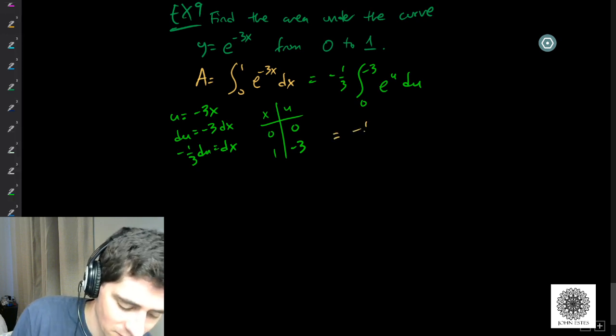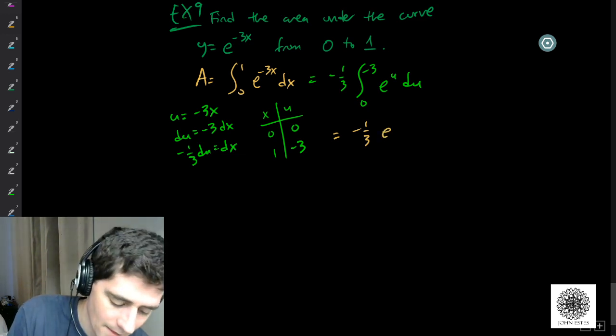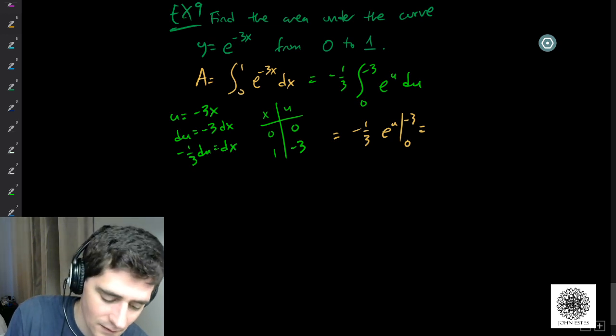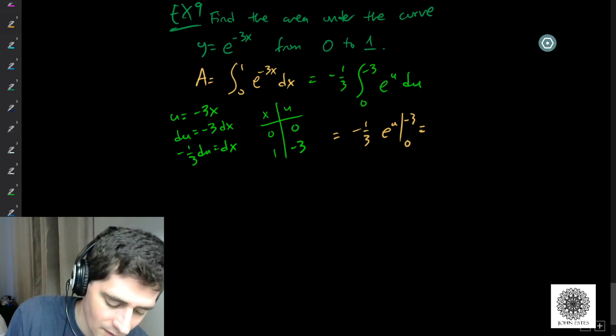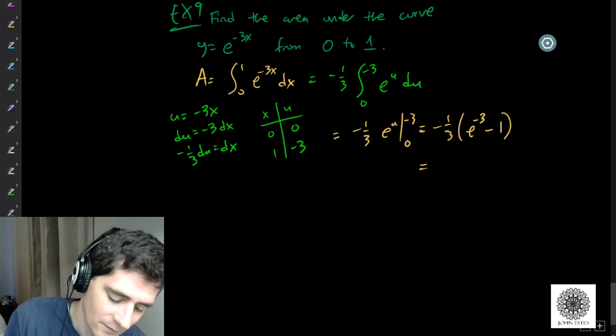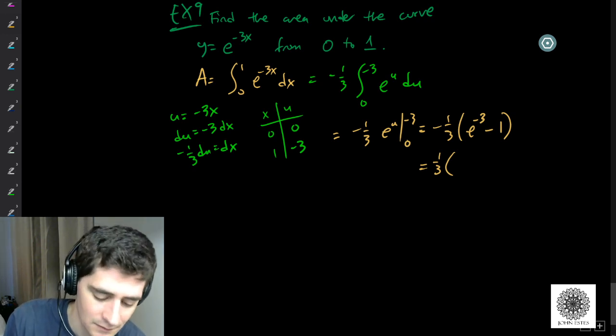So here I get negative 1/3. The integral of e to the u is simply e to the u, going from 0 to negative 3. And so I get negative 1/3 times e to the negative 3 minus e to the 0. And so if you wanted to make it positive, you can. Factor out a negative out of everything. I get positive 1/3. The negative 1 becomes positive 1, and the e to the negative 3 becomes negative e to the third.